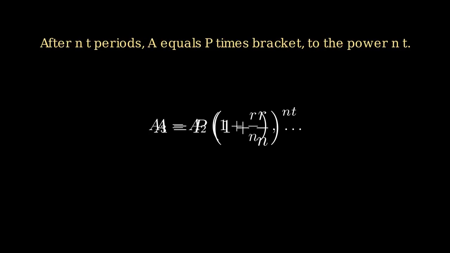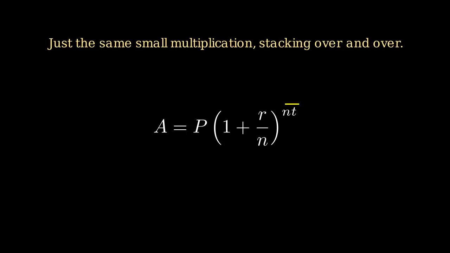Do this for n times t total periods, and you get the formula A equals P times the quantity 1 plus R divided by n, raised to the power nt. This is nothing more than the same small multiplication happening over and over, stacking on itself.